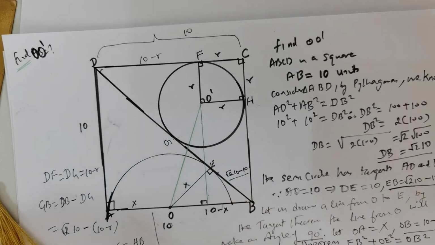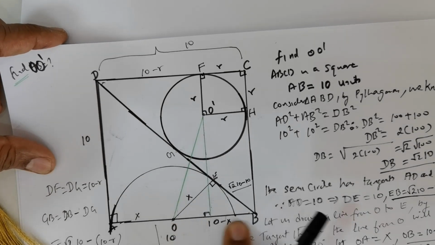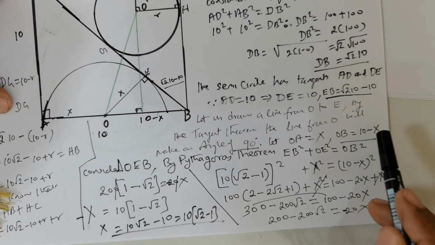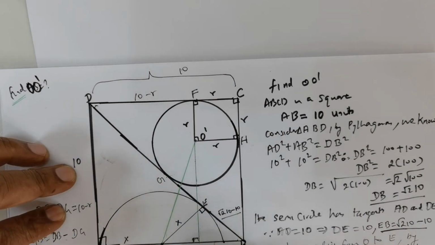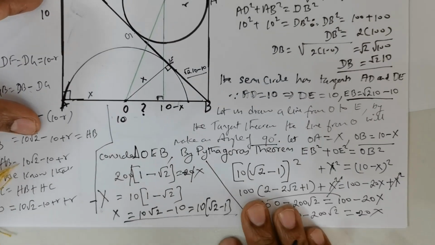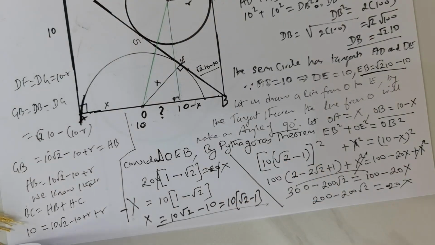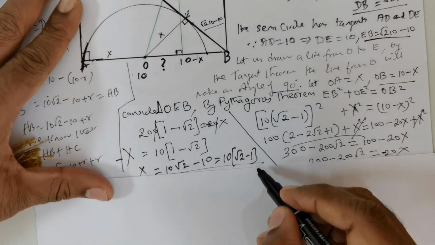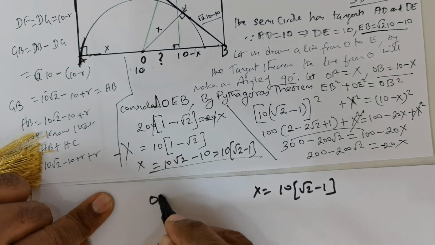So let me write that down there. This is 90 degrees. Now OB, the entire length OB, is 10 negative x. OB is equal to 10 negative x over here, so this entire length is 10 negative x. I want to get this part. Let me show you, I need this part. So x has been found. What is the value of x? X is equal to 10 times root of 2 negative 1. X value is 10 times of root 2 negative 1, and OB is 10 negative x.